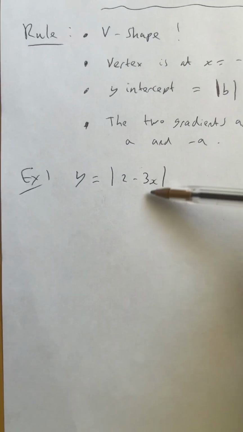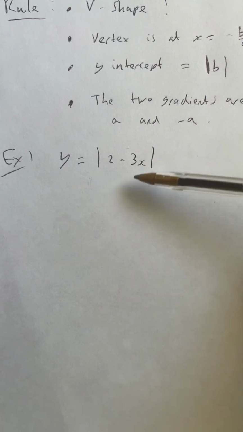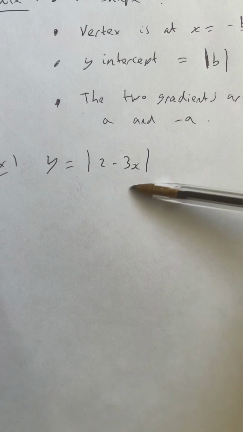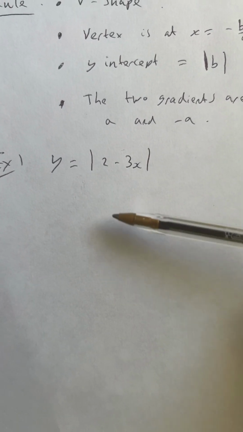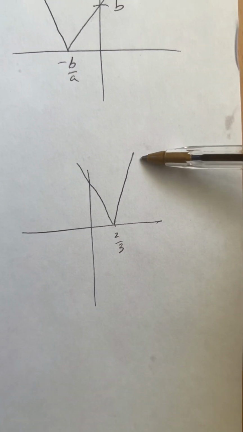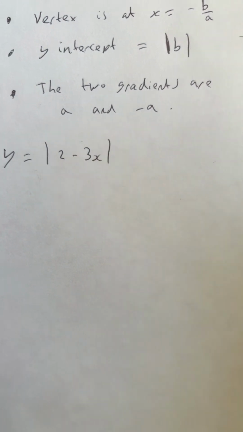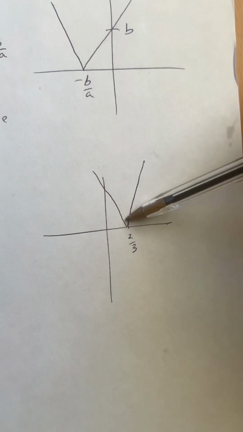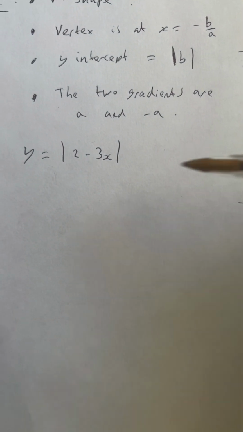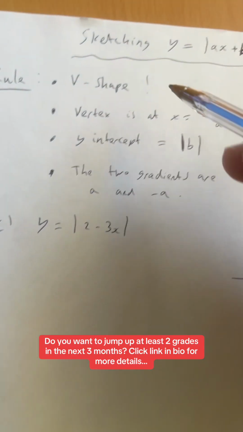So as an example, what will this graph look like? I know that my vertex is going to be at x equals 2 over 3. So make this equal to 0, rearrange it, x is equal to 2 over 3. So I'm going to have my vertex at 2 over 3. Now the gradient here is going to be 3. The gradient there is going to be minus 3. How do I know that? Well, look at this m value there. So gradient 3, gradient minus 3. Now my y-intercept, I know that's going to be 2, must be 2 because, again, of what we said up there.